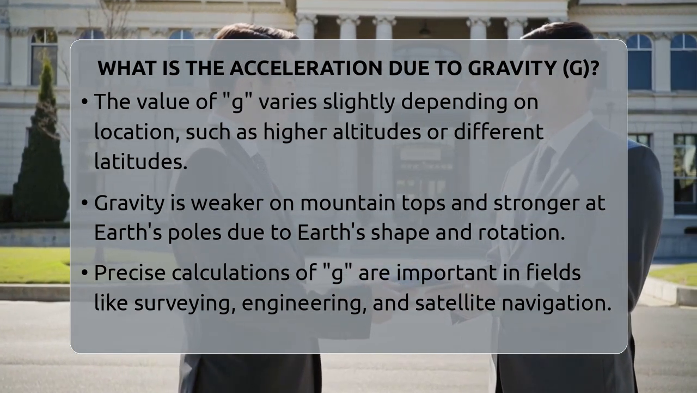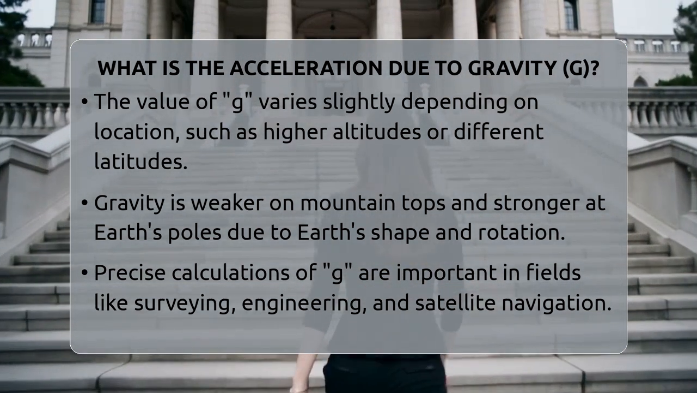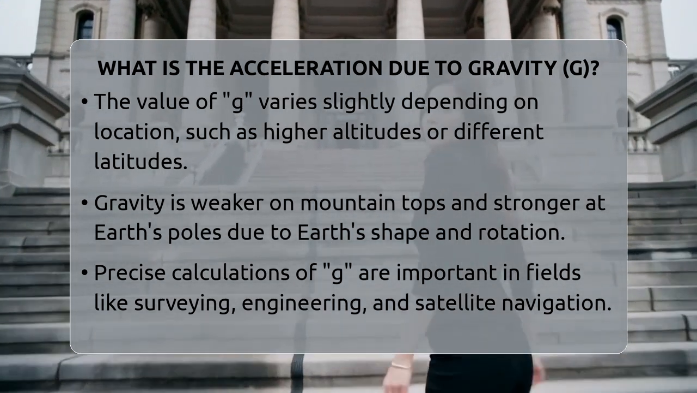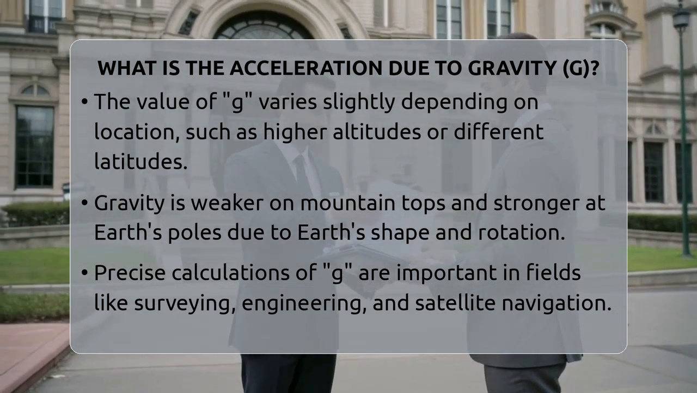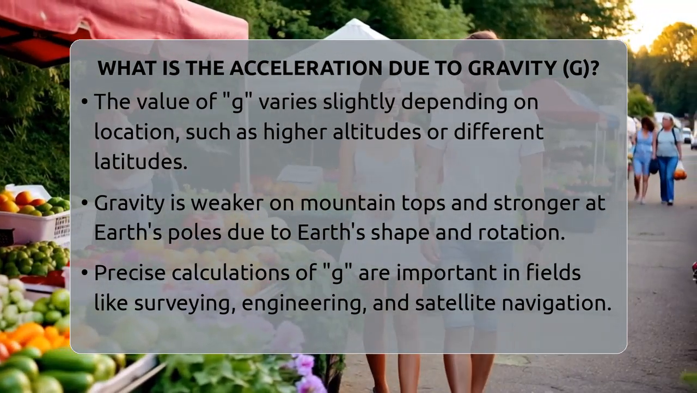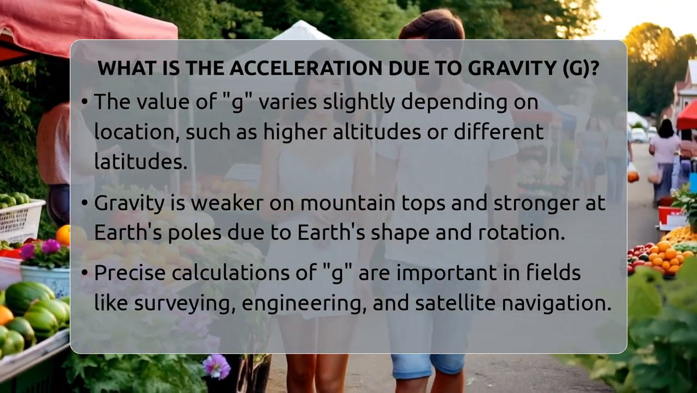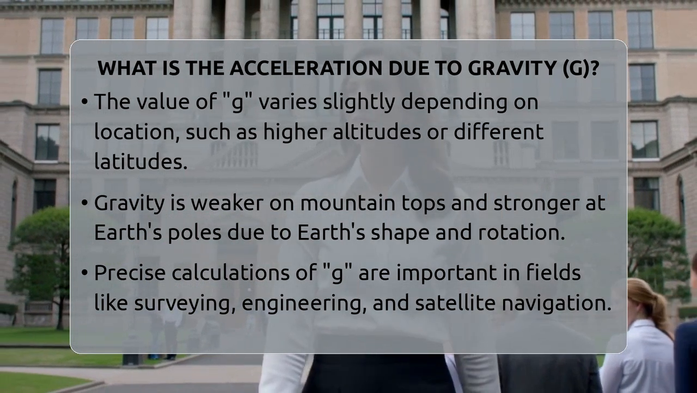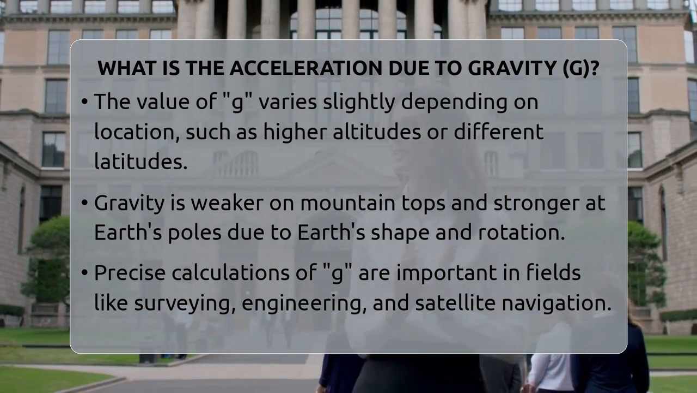For example, at higher altitudes like on top of a mountain, gravity is a little weaker because you are farther from Earth's center. Similarly, gravity is slightly stronger at the poles than at the equator because of Earth's shape and rotation. These tiny differences matter in precise scientific calculations, especially in fields like surveying or satellite navigation.